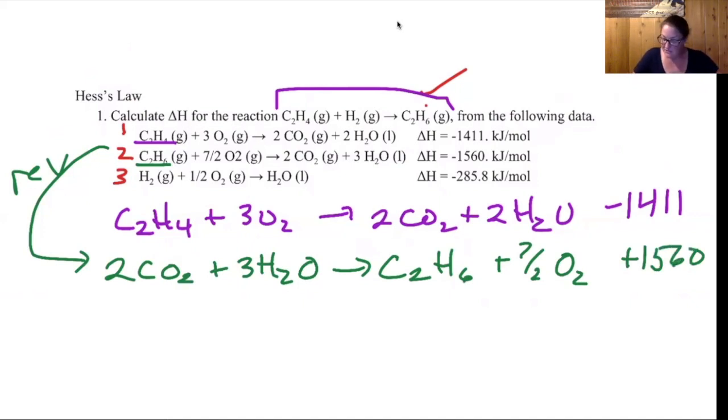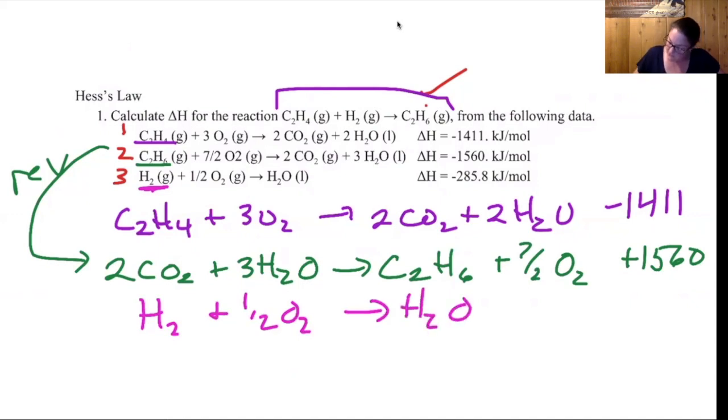Okay, reaction 3. What does it have in common with the goal reaction? H2. Correct number of them? Yes. Correct side of the reaction? Yes. Don't have to do anything. So I don't do anything to the heat.